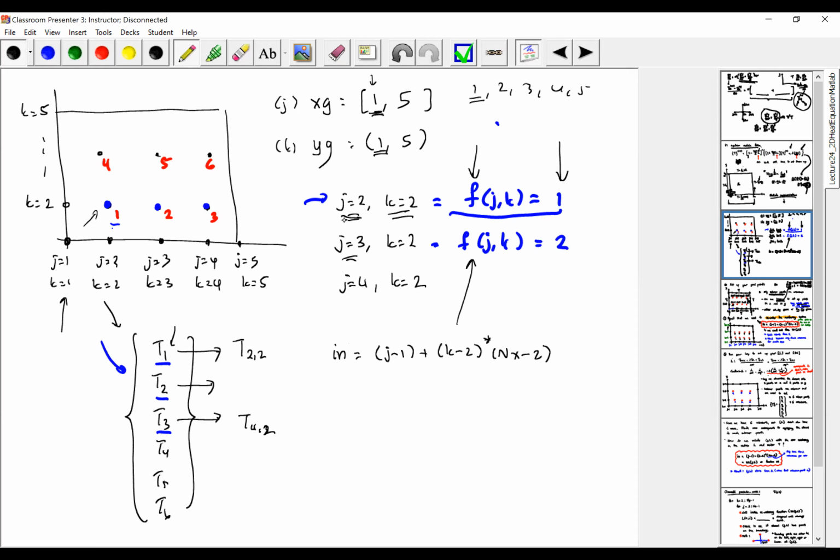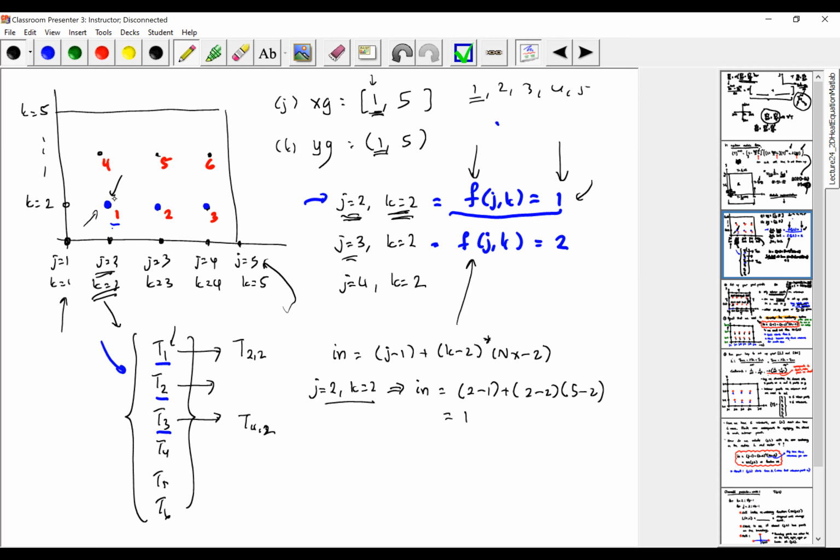What happens if j is equal to 2 and k equals 2? When j is 2 and k is 2, our in becomes 2 minus 1 plus 2 minus 2 times nx minus 2. In our case, nx is equal to 5, so you have 5 minus 2. So this becomes 1, which is what we want here, because at j equals 2 and k equals 2, it corresponds to the first unknown, which we are going to call t1, the first unknown in our column vector.